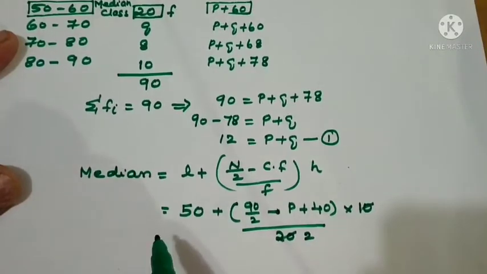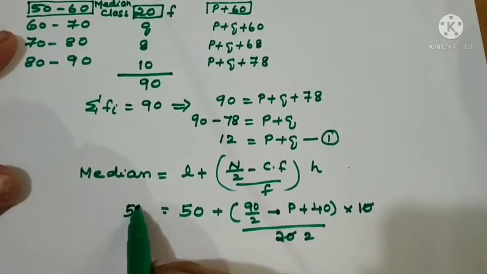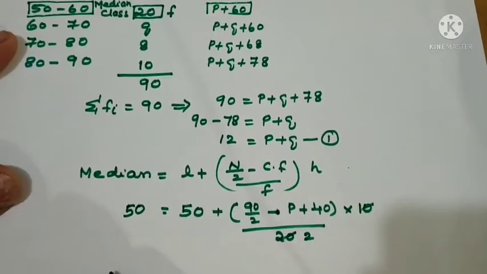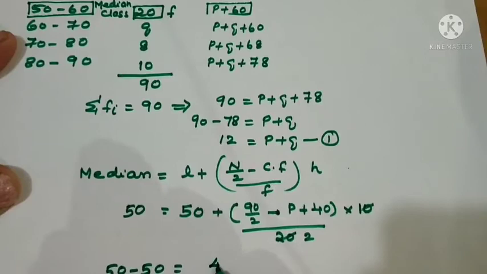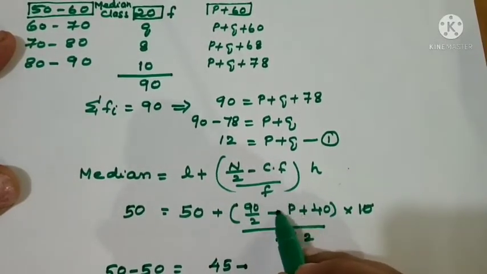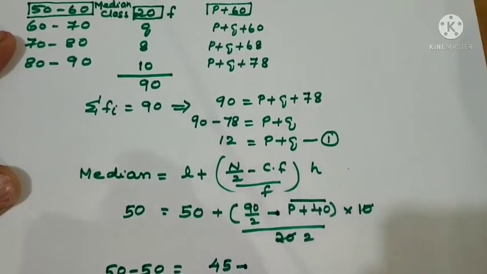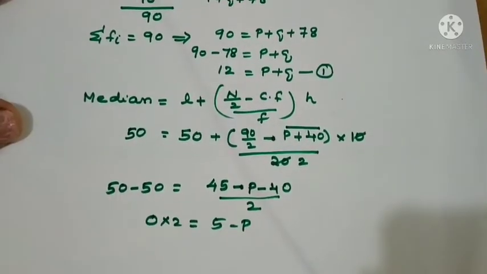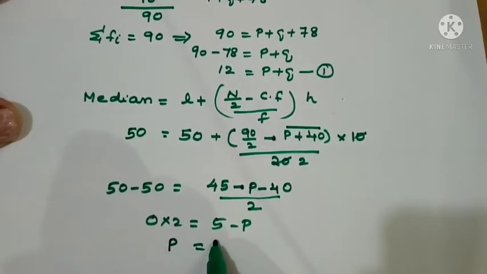Next, the median of the data itself is 50, right? So that 50 we bring to this side. 50 minus 50 equals 0. And what is remaining? 45 minus, see, here the minus is applicable to P plus 40. So 45 minus P minus 40, divided by 2. So 0 into 2 equals 5 minus P. So what is P now? P equal to 5.